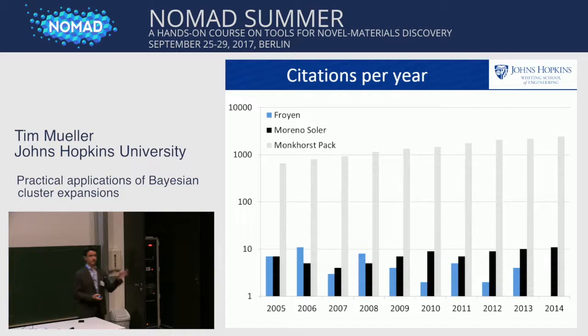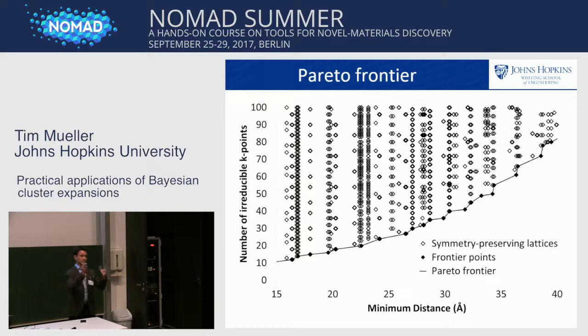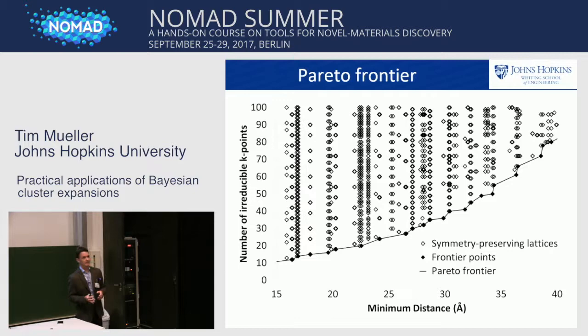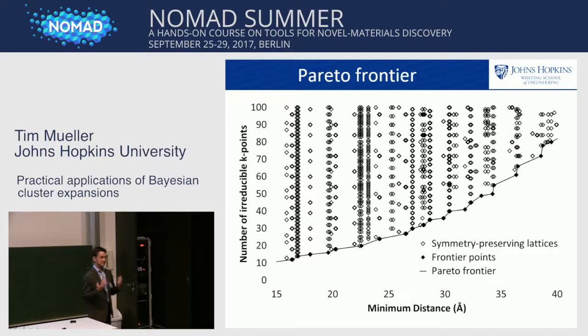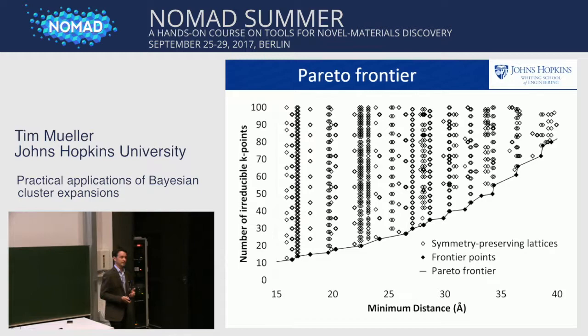The reason that the Monkhorst-Pack approach is used more than this other approach is because this is kind of a pain. No one wants to go through the pain of trying to look at all these possible different supercells, evaluate all different k-point grids, create the Pareto frontier, and find the one that's optimal, right? It's just computationally expensive. But it turns out you can accelerate this significantly. This is just a data problem, right? So you can pre-calculate all of these grids, put them in a database, and then in a fraction of a second, figure out which one is optimal for your calculation. And so that's what we've done.